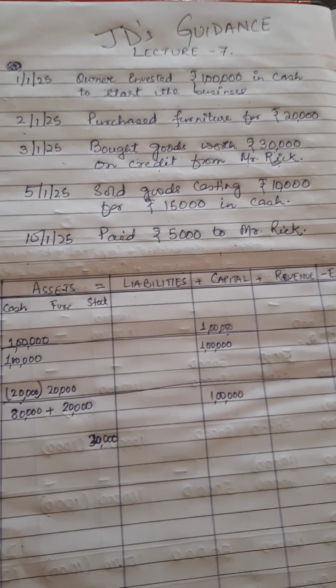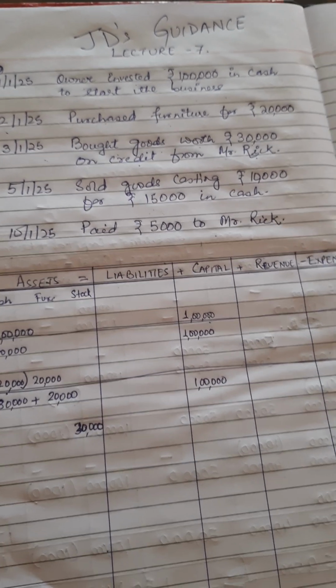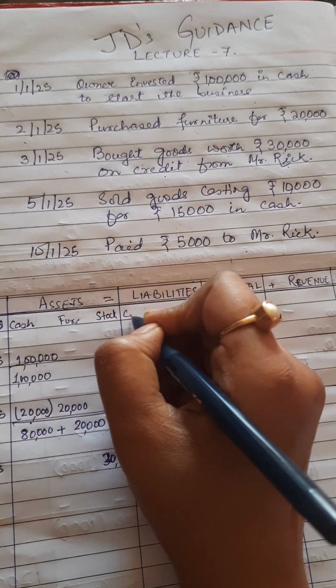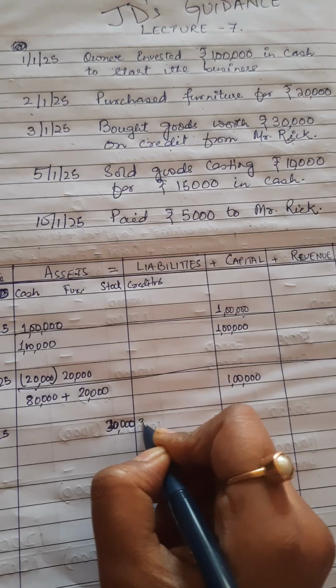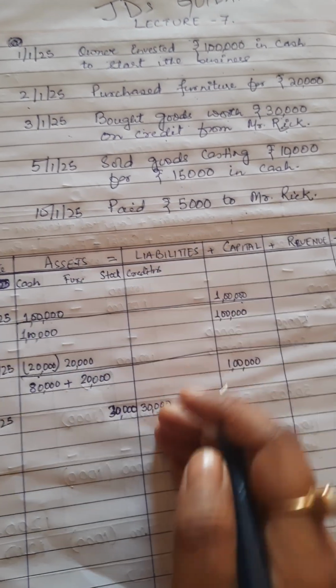Okay, now 30,000 stock is coming in the business, but it is on credit because I did not pay cash. So whenever there is a credit, it will be our liability, and they are known as creditors. Creditors are the people from whom we have bought goods on credit. So I enter both the sides, this side under stock, this side under creditors.